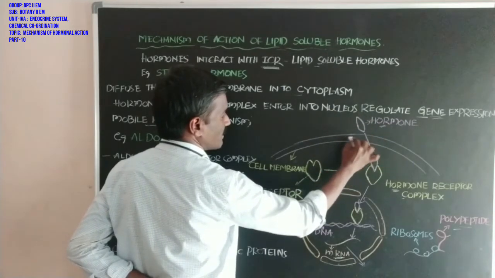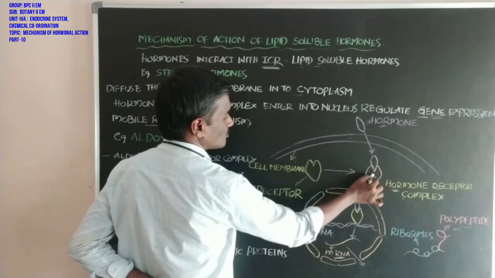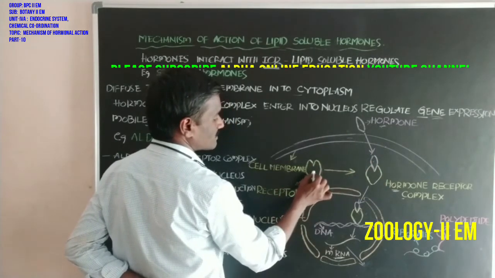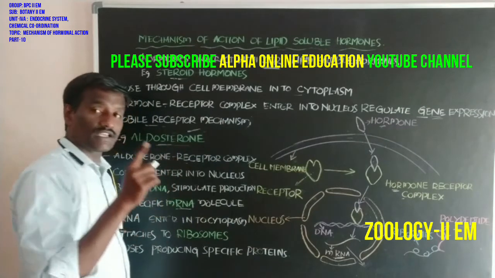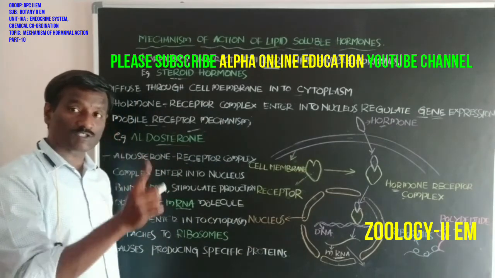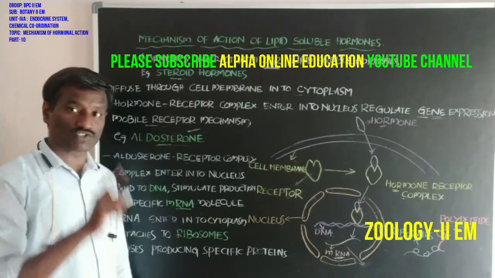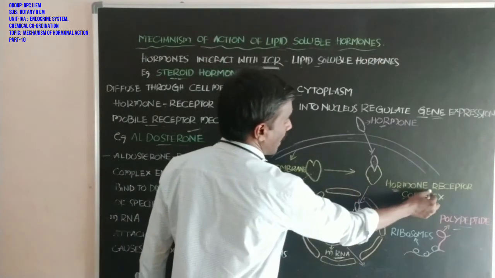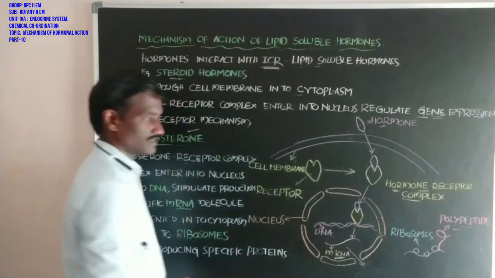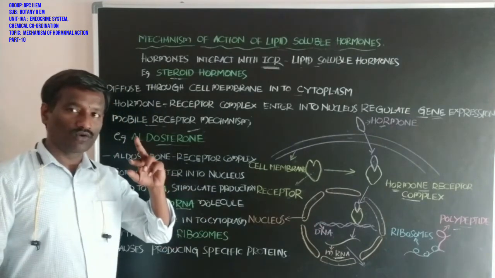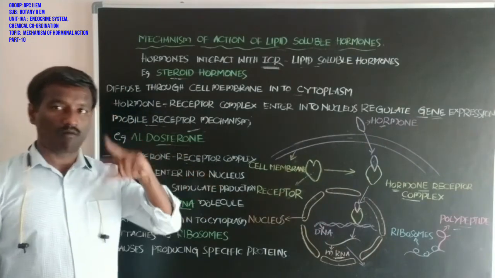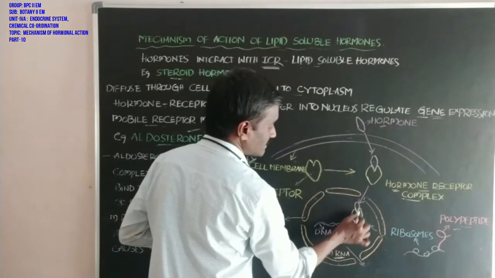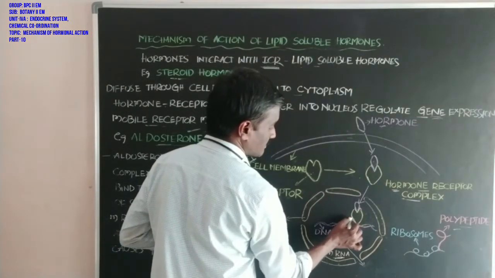It diffuses through the cell membrane, students, and enters into the cytoplasm. In the cytoplasm, receptors are there. These receptors are specific to certain hormones. It is important. The hormone binds and forms the hormone receptor complex.